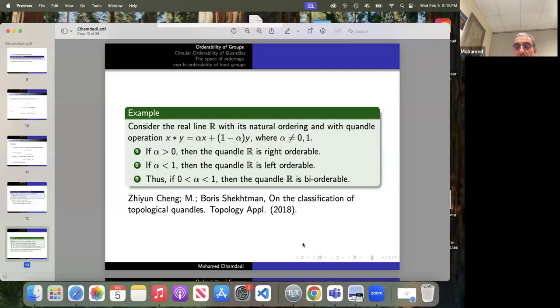Back in 2018, with my colleagues Yun Chang and Boris Shapiro, we classified topological quandles on the real line and on the circle. Basically, we were using orderability indirectly.